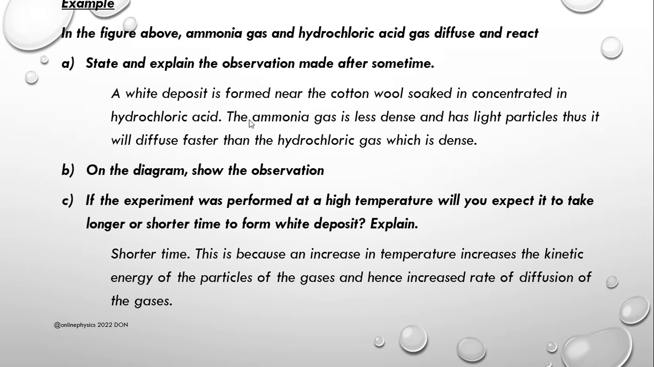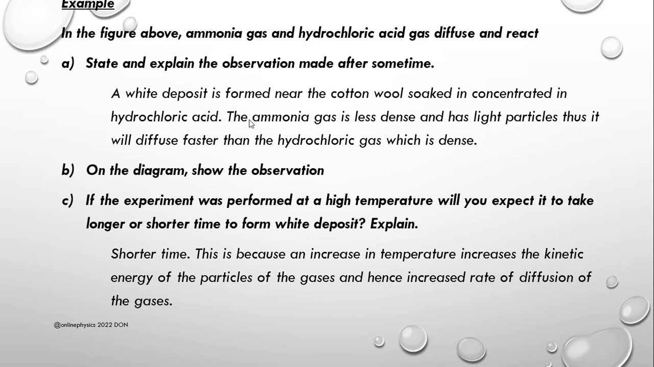In the video you've seen the formation of a white deposit. A white deposit is formed near the cotton wool soaked in concentrated hydrochloric acid. Now the explanation of why it forms closer to hydrochloric acid: ammonia gas is less dense and has light particles. Thus, it will diffuse faster than the hydrochloric acid gas, which is dense.